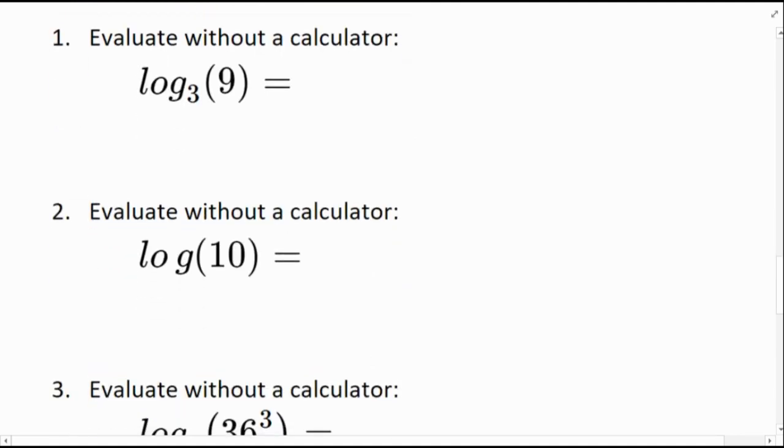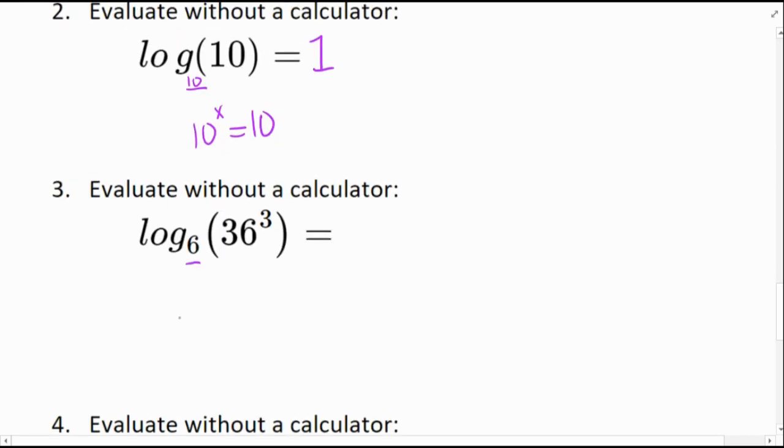So let's evaluate some of these without a calculator. Remember that rearranging them might help us in this case because we're saying the base here is 3. 3 to the power of something is equal to 9. And now I know 3 to the power of 2 is equal to 9, so that's my answer. This one here again has an invisible 10, so log base 10 of 10 is equal to something. And now I'm saying 10 to the power of something equals 10. And so I know this is going to be 1.